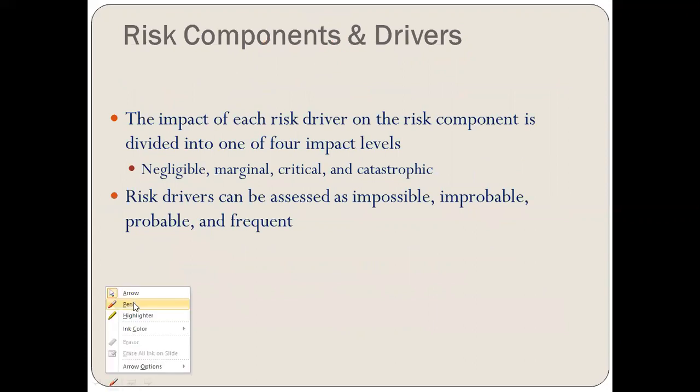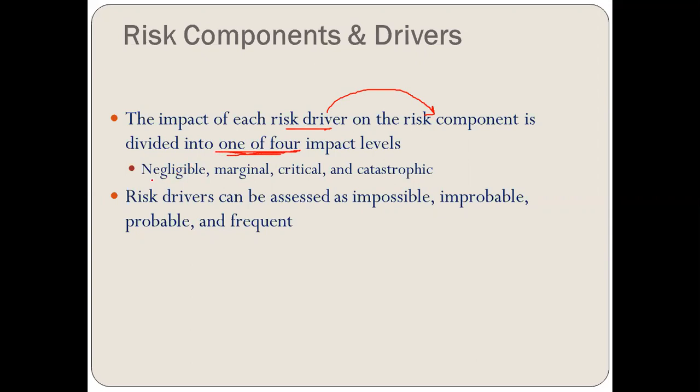Other ones are, the impact of each risk driver on the risk component is divided into one of the 4 impact levels. I have already told you the impact due to these risk drivers. There is impact on the risk components. Now the impact is calculated on 4 levels: negligible, marginal, critical, and catastrophic. For example, you can say it is level 1, 2, 3, and the 4th level is the highest loss. The risk drivers can be assessed as impossible, improbable, probable, and frequent, right?